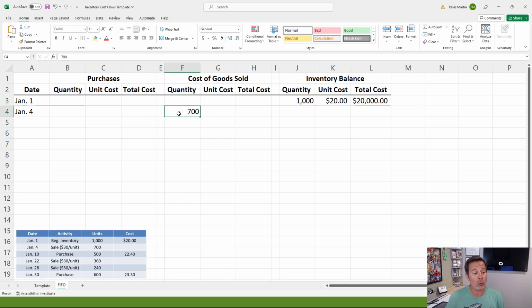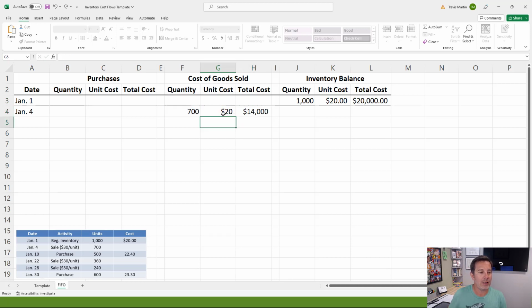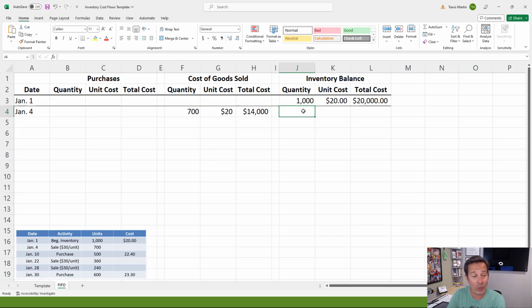Now you see we sold 700. We had 1,000 in inventory that we paid 20 bucks a piece for. So that unit cost is going to be 20. So my total cost of goods sold on that transaction is 14,000. Now, what's my new inventory balance? Well, I had 1,000. I sold 700 of them. 300 left. And I had paid 20 bucks a piece for the 300. So my ending inventory balance, 6,000.